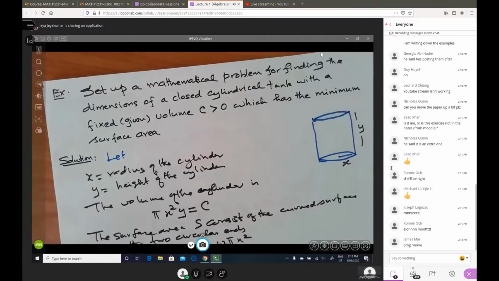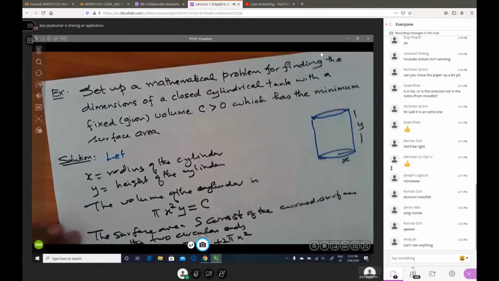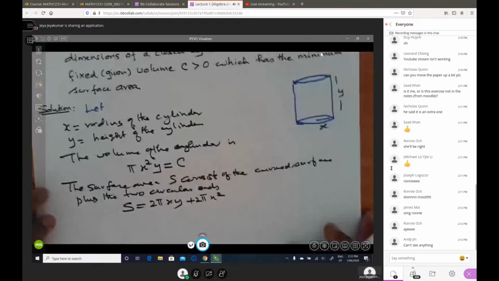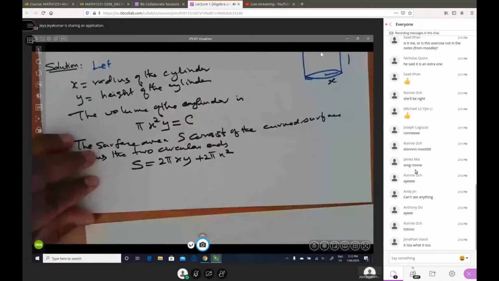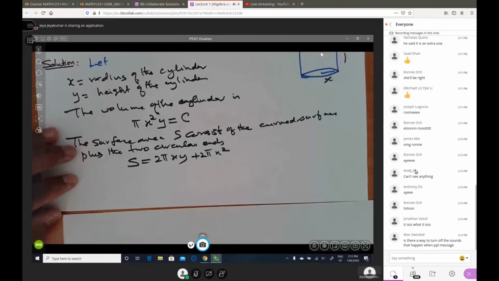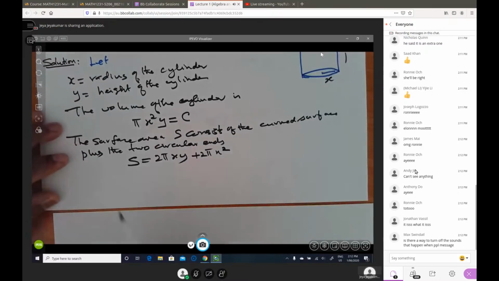Okay, so I need to move that. All right, it should be clear now. So that gives you the surface area. Now we can describe the mathematical problem. So I'm moving up here.